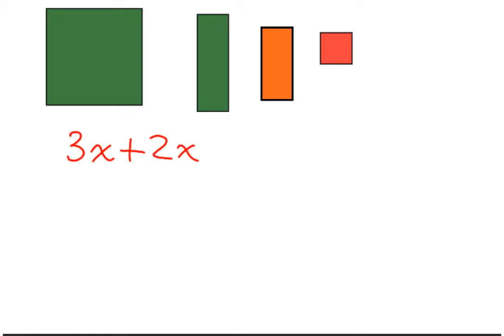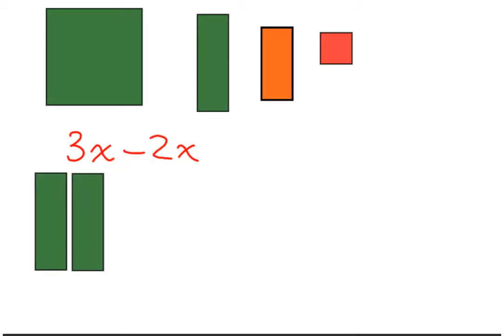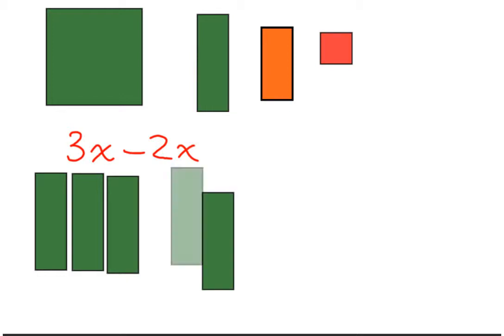No, pardon me. I'm going to change that. 3x minus 2x. There we go. 3x minus 2x. So to understand how this works, let's pull out the proper tiles. Well, here's 3x. And here's negative 2x.